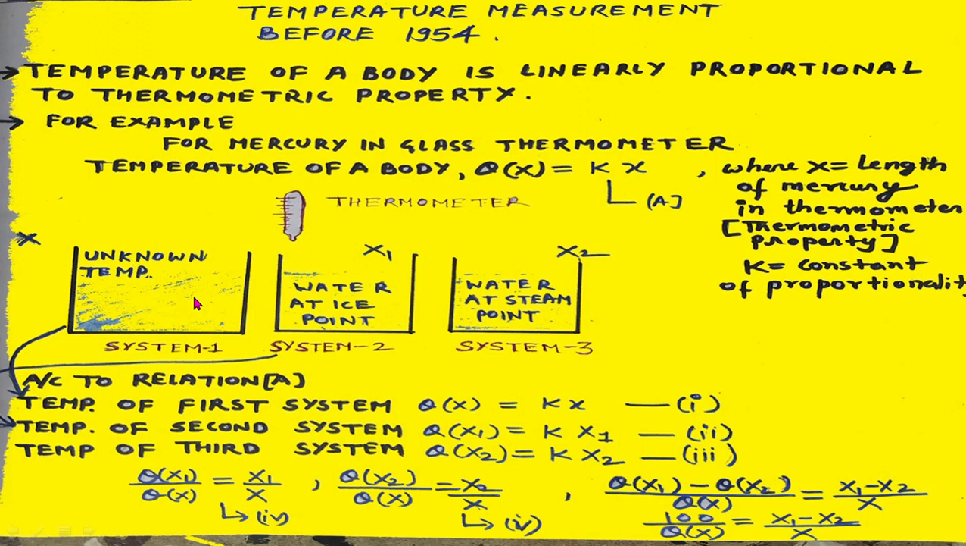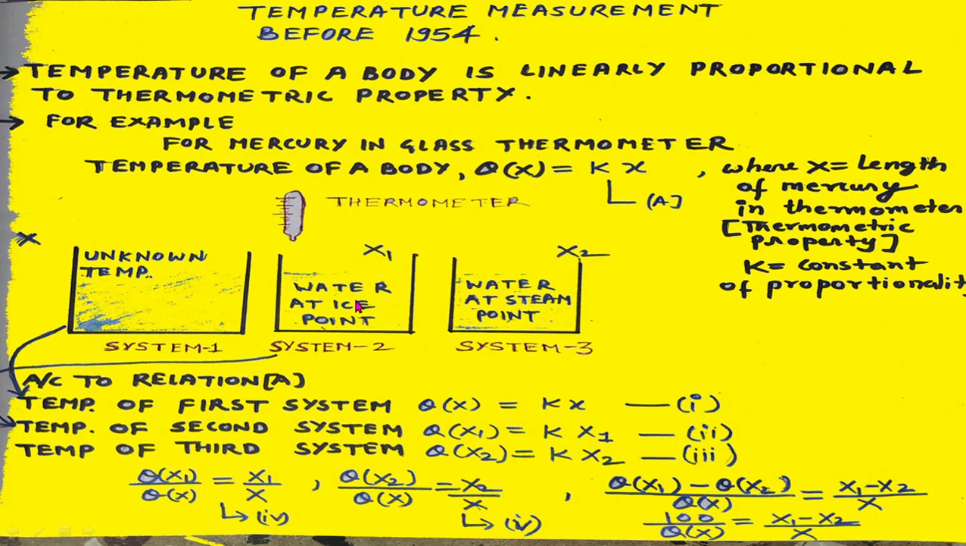And the second system was a system of water at ice point. So in the second system, the water was there at ice point or freezing point. Ice point is also called freezing point. Today we know that the ice point of water is 0 degrees Celsius, but at that point of time, that is before 1954, we didn't know that. So you should assume that you don't know the ice point, but you know that at ice point, the ice and water exist in equilibrium. You have to remember only this thing.